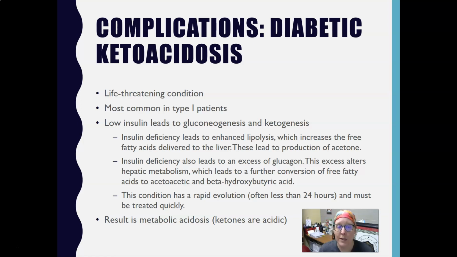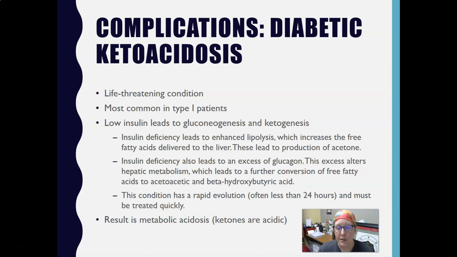Low insulin levels lead to gluconeogenesis and ketogenesis. That means they are making more sugar from protein and fats, and they're burning fat as fuel. So their blood sugar level is going to go up. The ketone bodies, keto acids, are going to go up too. The insulin deficiency leads to lipolysis, which increases the free fatty acids, which are delivered to the liver and can be burned for fuel, and those lead to the production of acetone, which is one of the ketone bodies, and that is acidic.